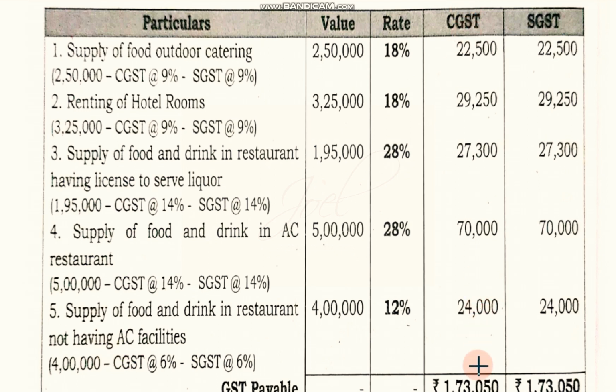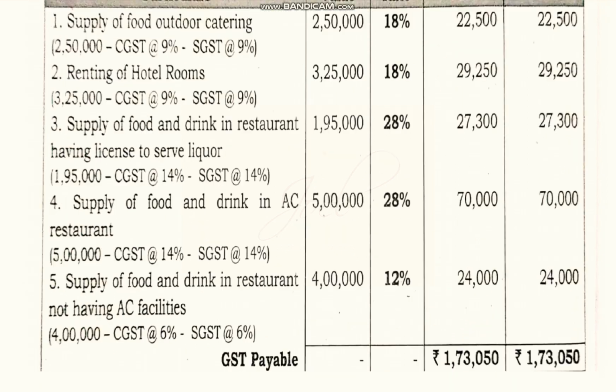So when we are doing the total, we will get 1,73,000. These amounts will be equal. Always these amounts will be equal. Why? Because when you are calculating 9% here also you are calculating 9%. So in that way you will get the same amount.